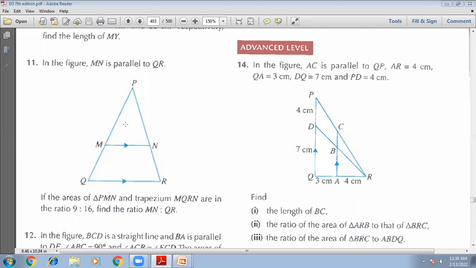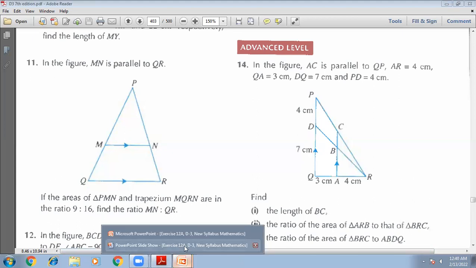So I know the area of this is 9, and the area of this trapezium is 16. So the area of this big triangle will be 9 plus 16, and that will be 25. Once you know the area of the small triangle is 9 and the area of the big triangle is 25, because both these triangles are similar to each other, very easily I can find the ratio MN to QR, because this is the side of the small triangle, this is the side of the big triangle. Let me show you my solution.